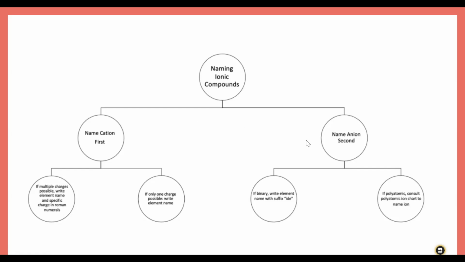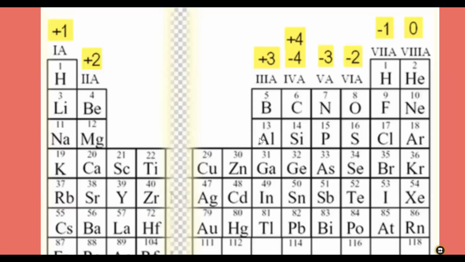And then in terms of anion, you ask yourself, is it binary, the one that ends in IDE, or is it a polyatomic ion? Which one is it? So this is very good because it helps you not to make mistakes. So now you want to write your cation, write your anion, and you name them.